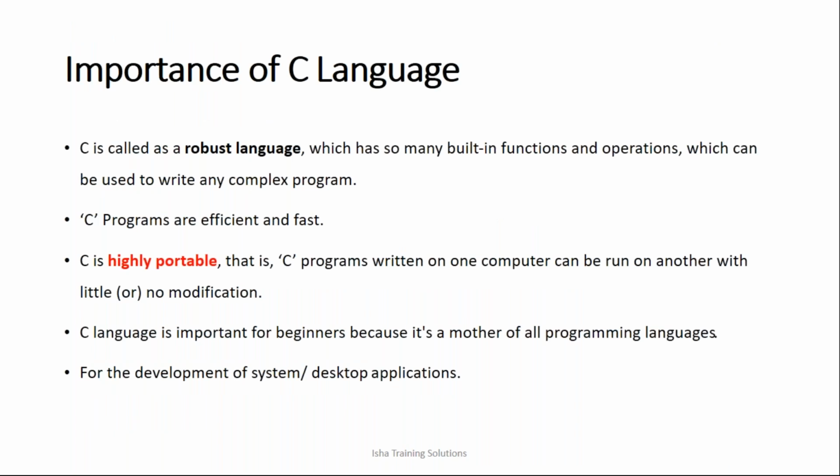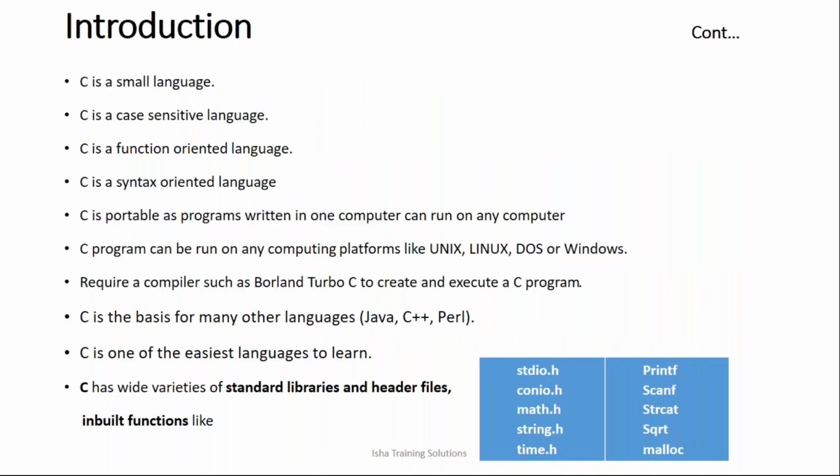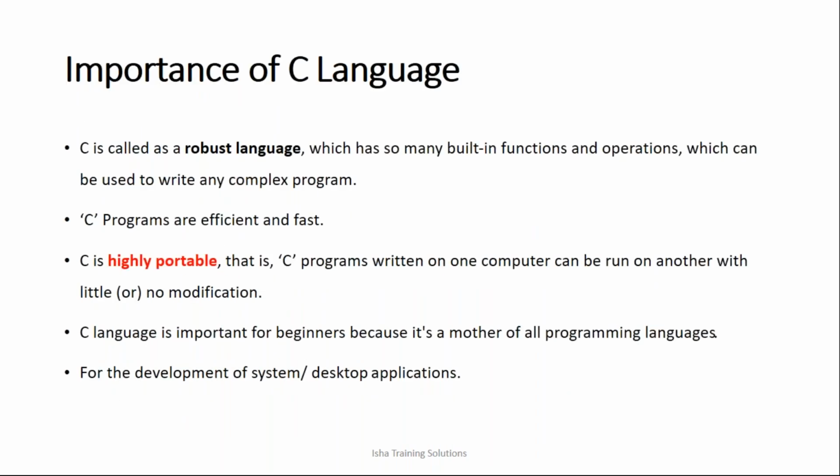What is the importance of C language? C language is a robust language which has so many built-in functions and operations which can be used to write any complex program. It is robust in the sense that it is a standard language. It has a number of built-in functions. What we see here, printf, scanf, strcat, sqrt, are the simple or very common functions that we use. Like this, n number of functions are there. We will see many functions in our coming sessions so that you can understand them easily.